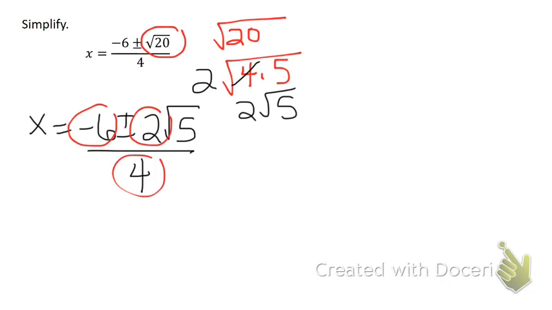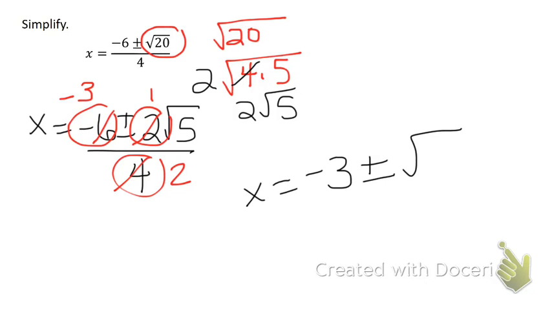So if I divide the 6 by 2, that's going to be turned into a negative 3. 2 divided by 2 is a 1, and I won't even write it. And 4 divided by 2 is 2. So my final answer now would end up being x equals negative 3 plus or minus 1 root 5, but I don't put the 1, all over 2.